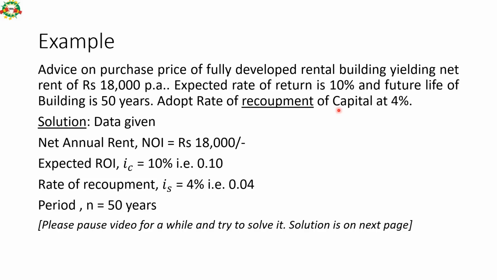So wherever the word recoupment is used in the example or case study, your antenna should get activated, and you should understand that there is an application of sinking fund factor. The examiner will not tell you directly that you have to apply the sinking fund factor. So you have to smell that the word recoupment is used. This is a keyword, which means the sinking fund factor is applicable. And if two interest rates are given, again there is a hint that most likely the sinking fund factor has to be used in this question. So again, data given in the question is net annual rent 18,000 rupees, expected ROI is 10%, recoupment rate 4%, and period is 50 years.